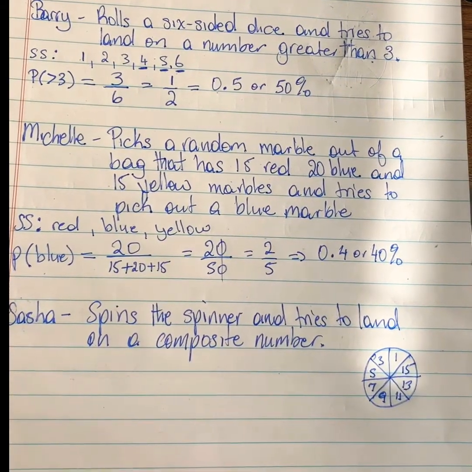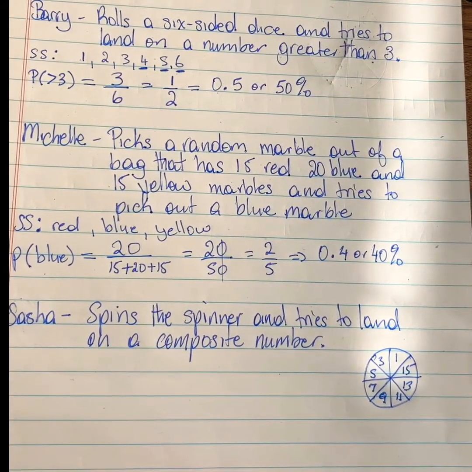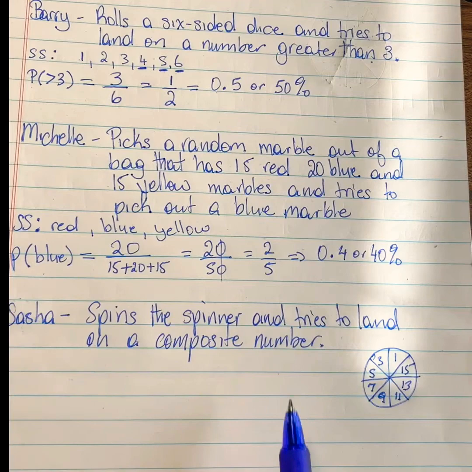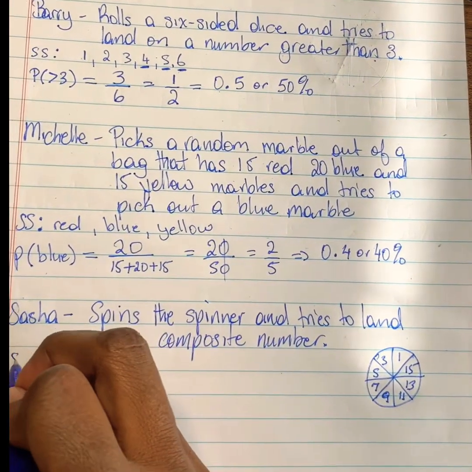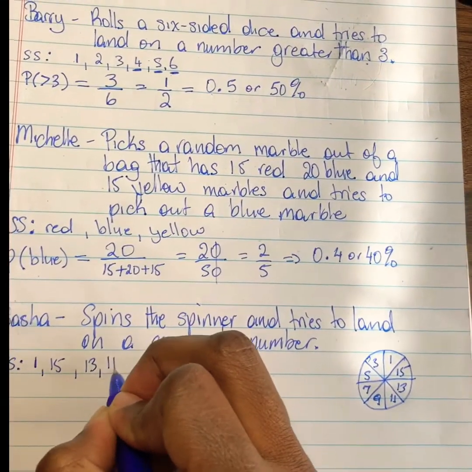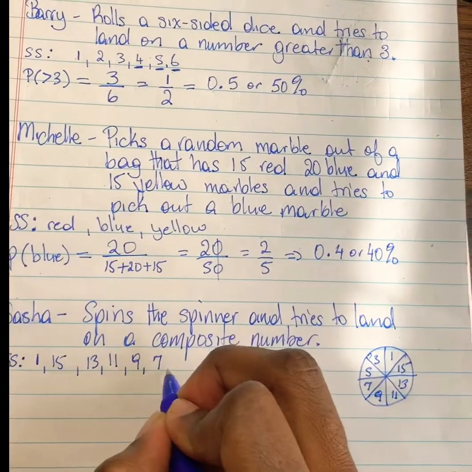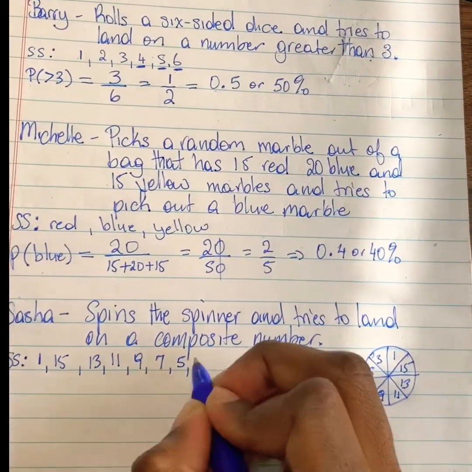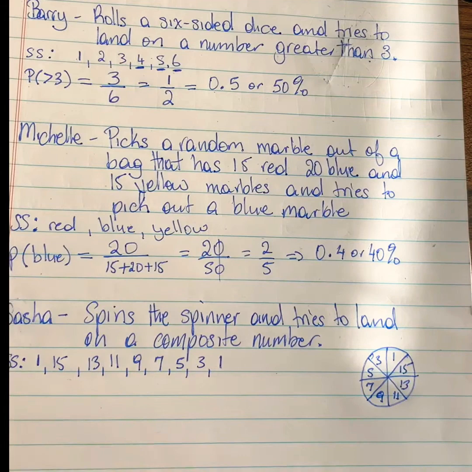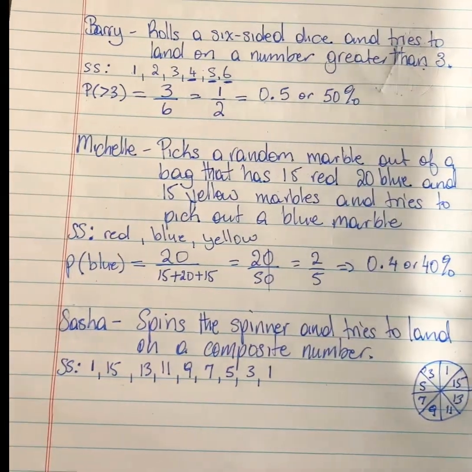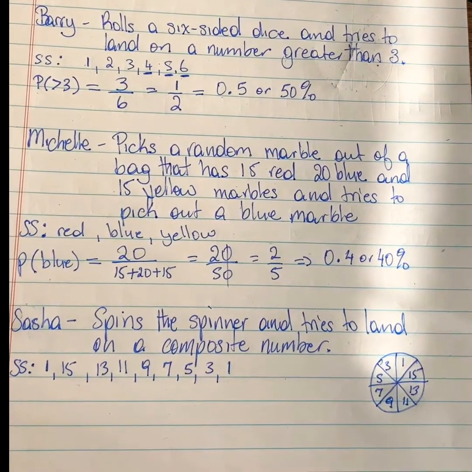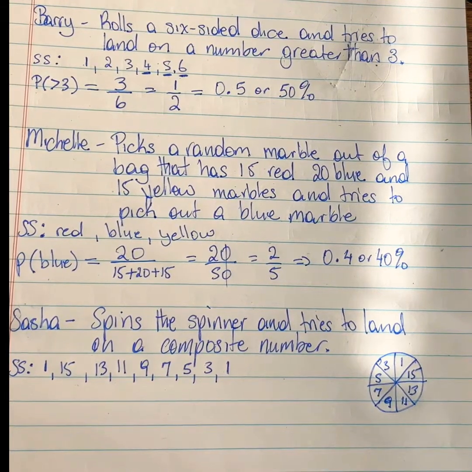Let's look at Sasha's. So Sasha has to spin the spinner and try to land on a composite number. So in this sample space, we have 15, 13, 11, 9, 7, 5, 3, and 1. Okay? So in this sample space, you need numbers that are composite, meaning that they have factors. They're not prime numbers. They have other numbers other than themselves and 1 that can divide them.